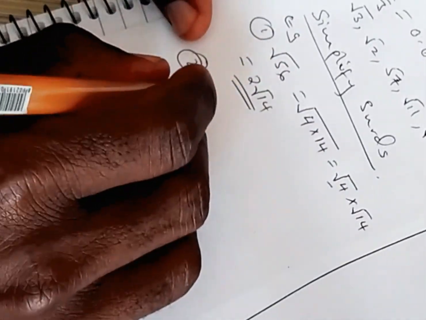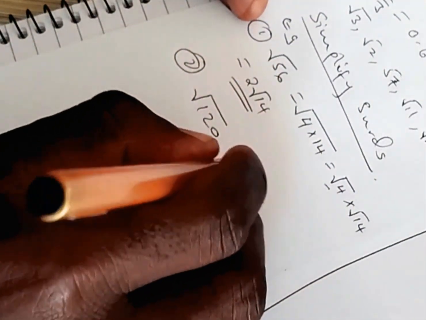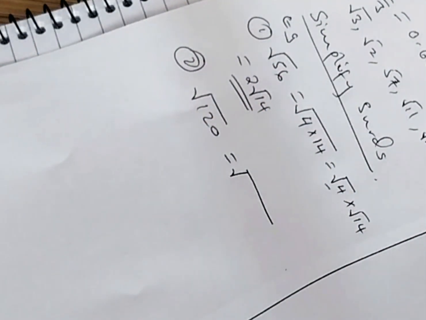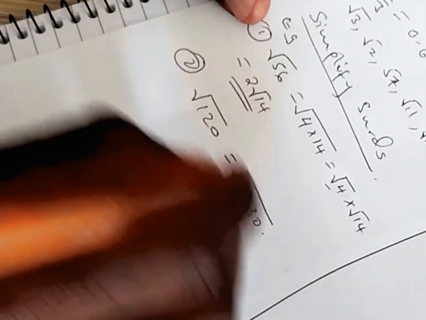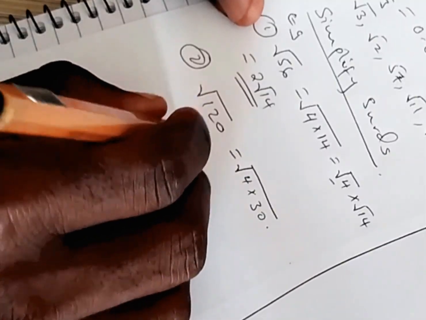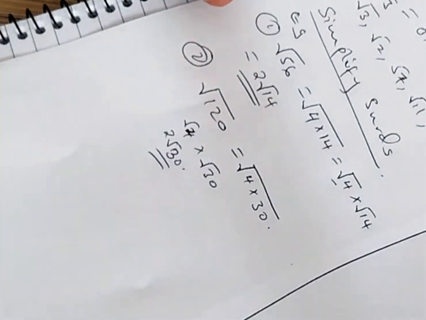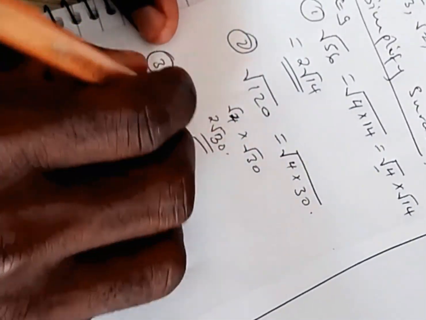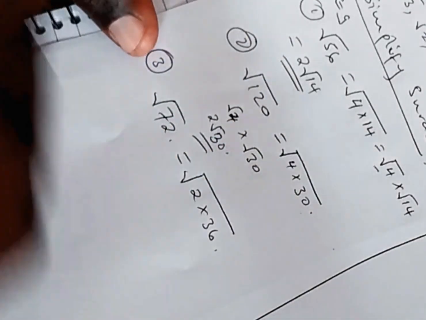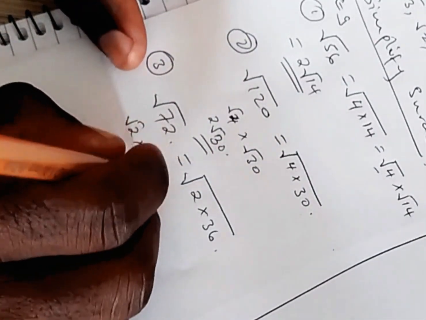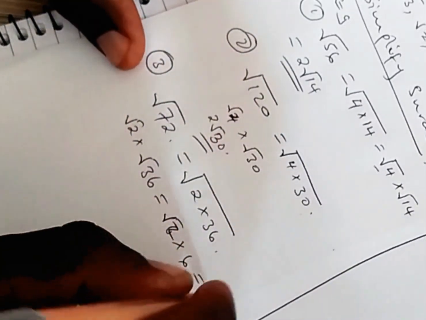Another example, maybe you have root 120. So how do you solve this? So for root 120, two numbers, whose product will be 120, and one is a perfect square. We have 4 multiplied by 30. So similarly, we'll have root 4 multiplied by root 30, and this one is 2 root 30. Number 3, root 72. Two numbers here, we have 2 times 36. So this is root 2 multiplied by root 36, and this will give you root 2 multiplied by 6, and this is 6 root 2.